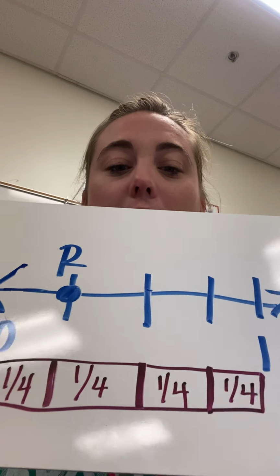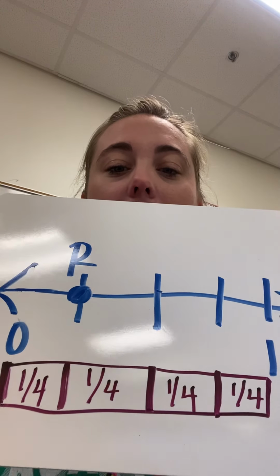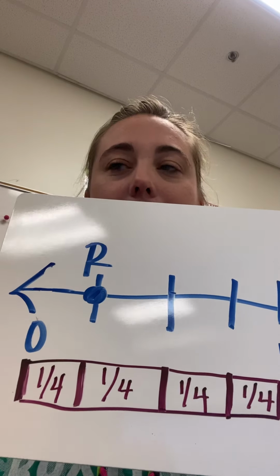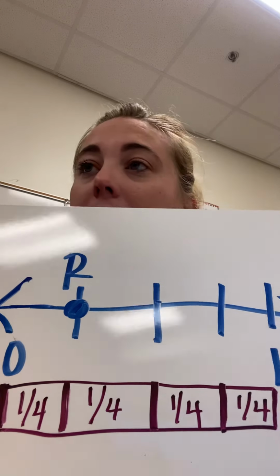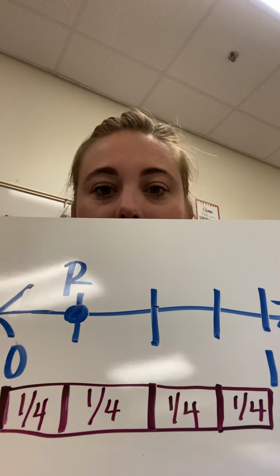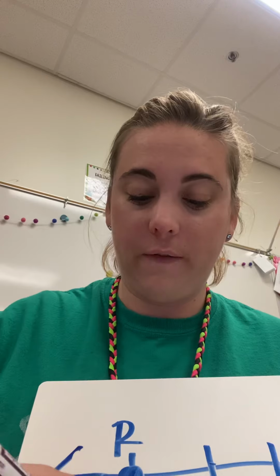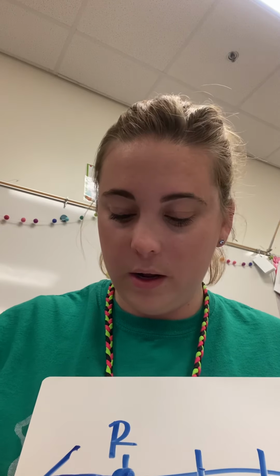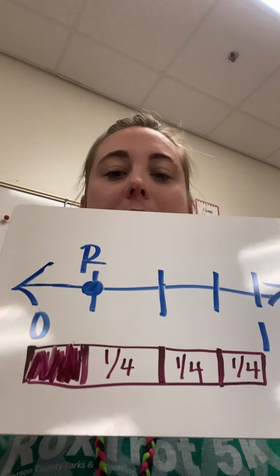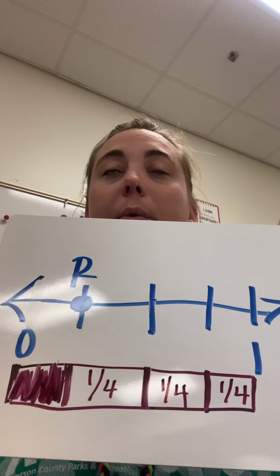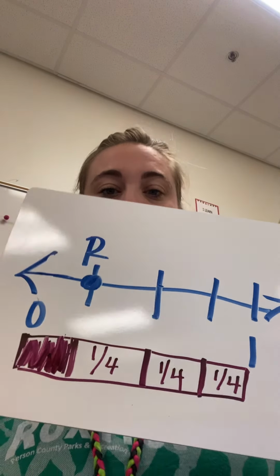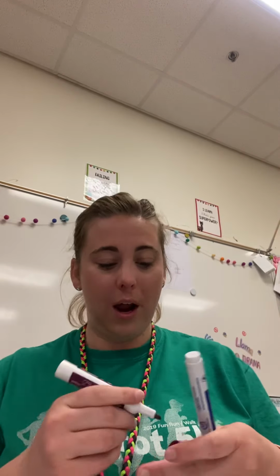So how many fourths should be colored in based on where R is on that number line? You tell me. I know y'all know. That's right. We should have only colored in 1/4, which means that R, the fraction that represents R on the number line, is 1/4. Y'all are just rocking it out, let me tell you. Good job. Go ahead and clear your boards.